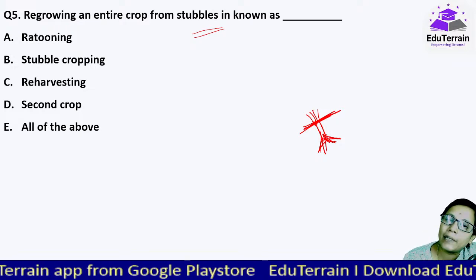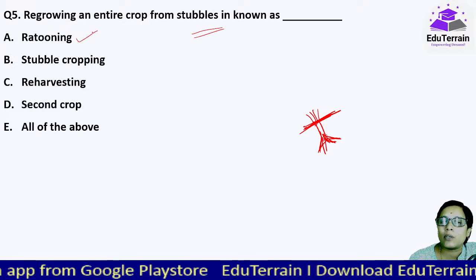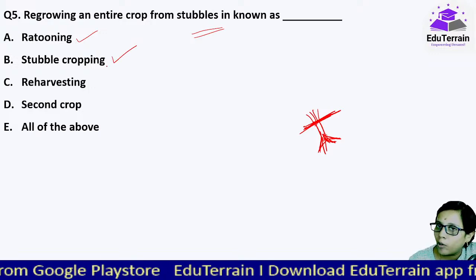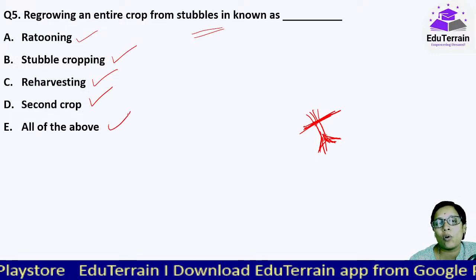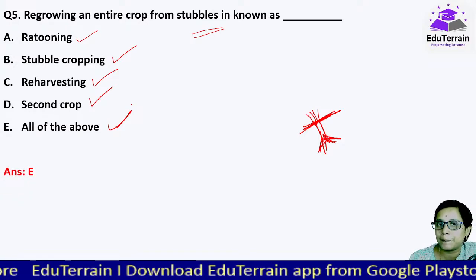It's okay, no problem, I'll give you the answer. It is called ratooning. It is also called stubble cropping. It is also called reharvesting. It is also called second crop. So all of the above is the answer here.